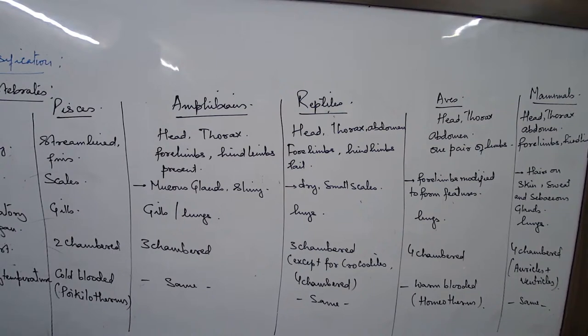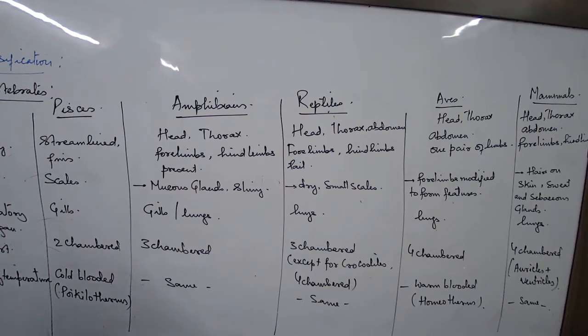Done? Now, look into Pisces. Look into those individual groups. What are some of the additional features that you should know? Number one, fishes can be two types. Apart from all these, the characteristics are easy to remember. Now, Pisces, two types of fishes can be there. One is the cartilaginous fish, and the other is the bony fishes.